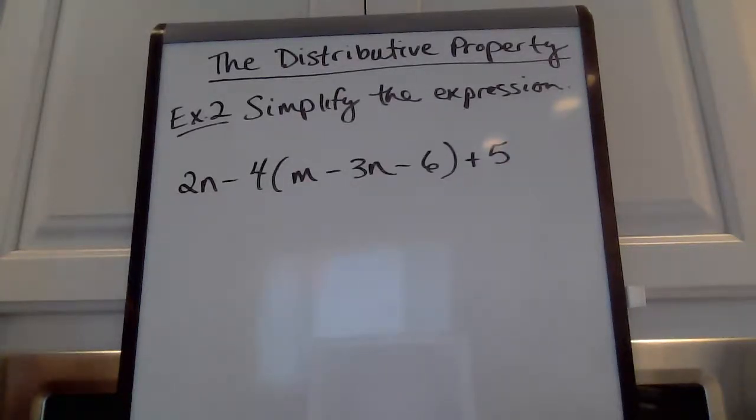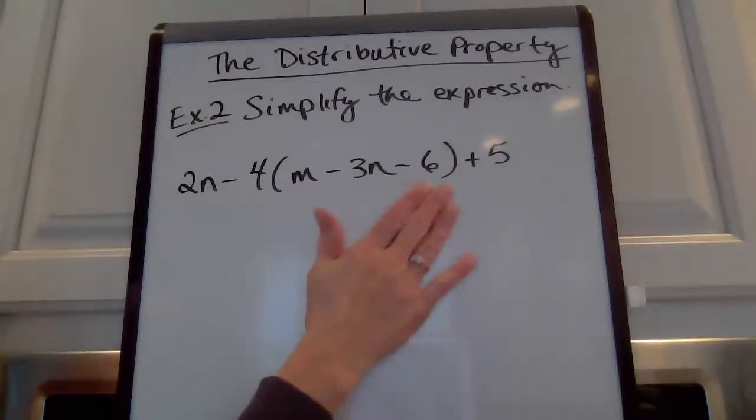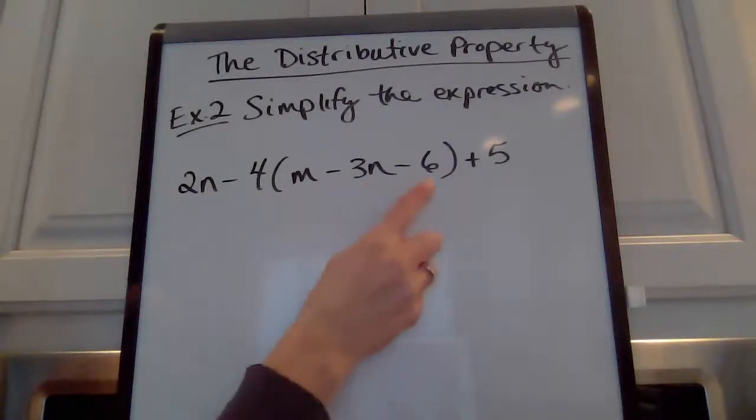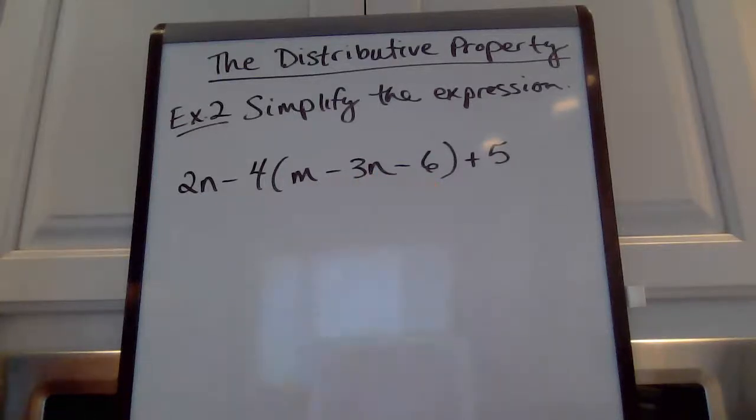Okay, example 2, first glance is a lot more complex. We've got a lot going on. Directions still say simplify the expression, so it's not an equation. There's nothing to solve for. We're just simplifying it. So when you simplify, you follow the order of operations. Inside the parentheses, there's nothing we can combine. These are all unlike terms. We have an m, we have an n, we have a constant. They can't be combined.